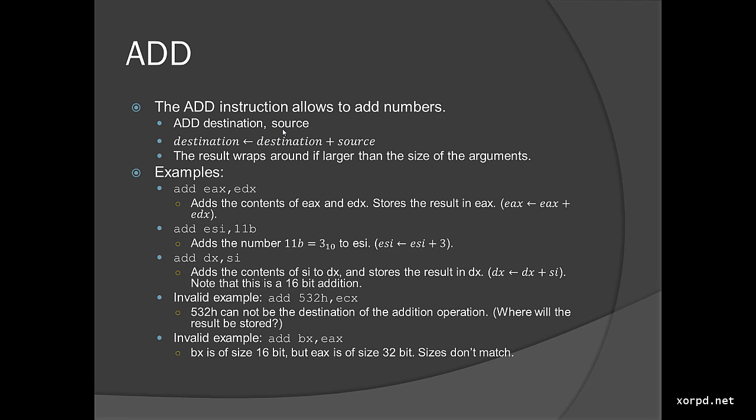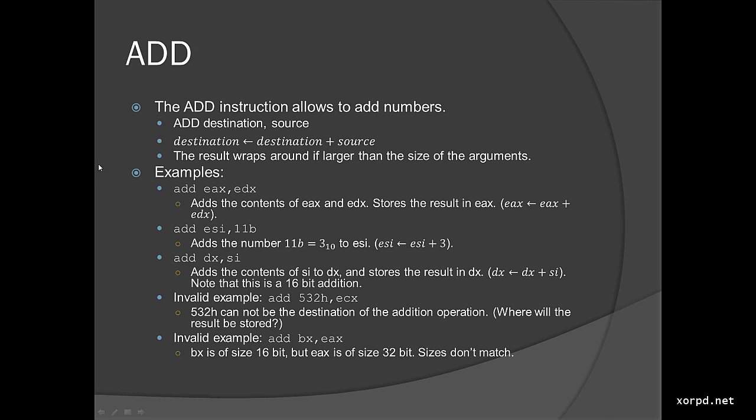Another important thing, you might be wondering what happens if the result of the addition is too large. Maybe it is bigger than 32 bits. The result wraps around if it is larger than the size of the arguments. The wrapping around depends on the size of the arguments. If we add two numbers of size 8 bits, then the result will wrap around in size of 8 bits. If we add two arguments of size 16 bits, the result will be modulo 16 bits. The same for 32 bits.